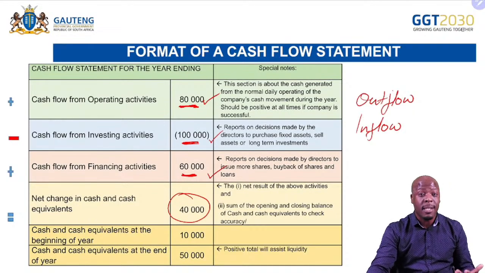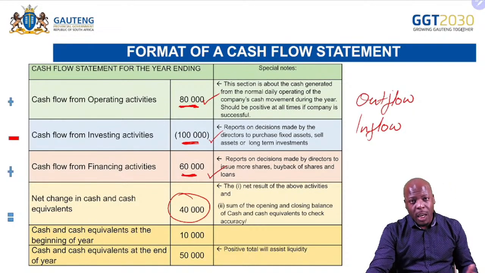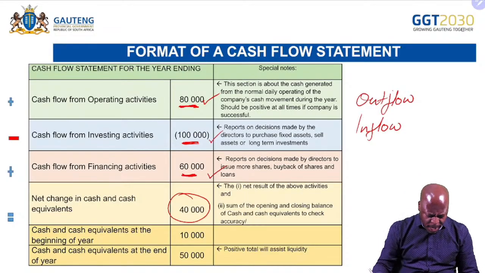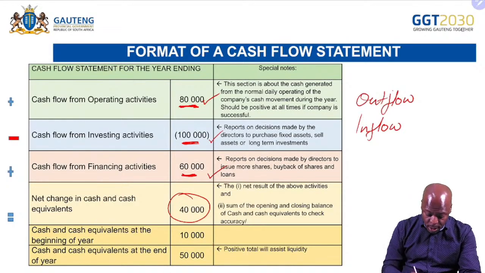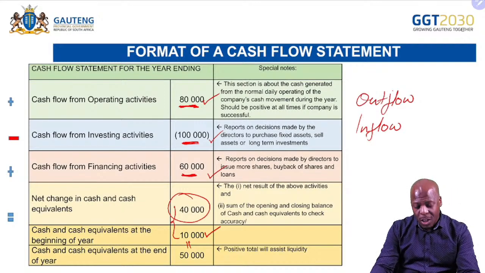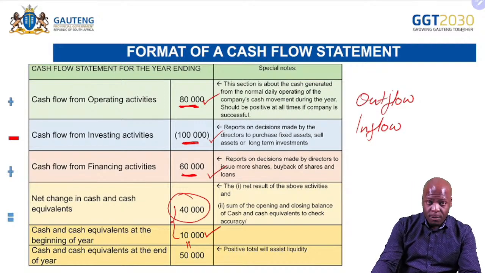We want to ascertain our cash flow balances. How do we come to these balances? Then you're going to have cash and cash equivalents at the beginning of the year, which is 10,000. And if you add these two, that is your 40 plus your 10, it should then give you your 50,000, which is cash and cash equivalents at the end of the year.